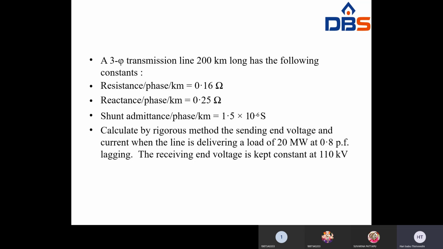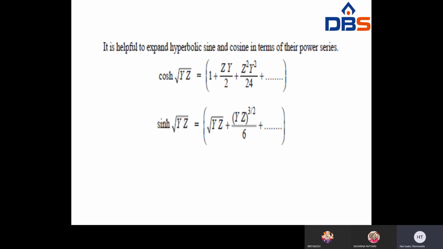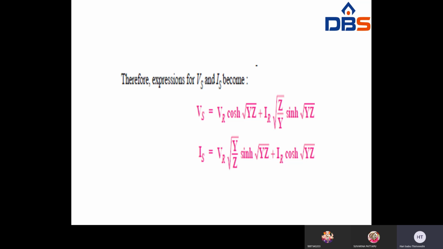Therefore sending end voltage, we know the formula: Vs is equal to VR, 63508, times cosh root yz, the value already found, 0.992 at an angle 0.26 degrees, plus IR, 131, times root z by y value, 445 at an angle minus 16 degrees, into sinh root yz, 0.1325 at an angle 74.6 degrees. By calculating all the values, converting polar to rectangular, the sending end voltage is equal to 67018 plus j 6840. That may be converted into polar form, we are getting 67366 at an angle 5 degrees volts. So that is the phase voltage, right?